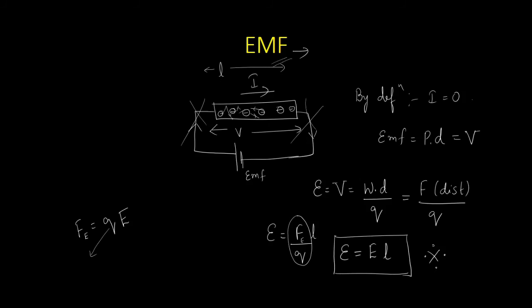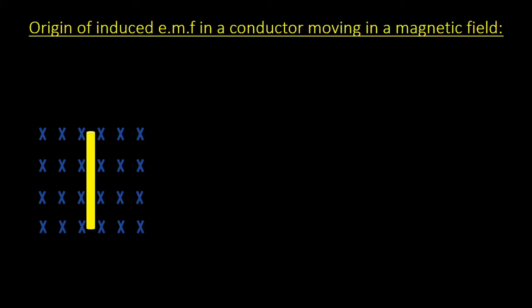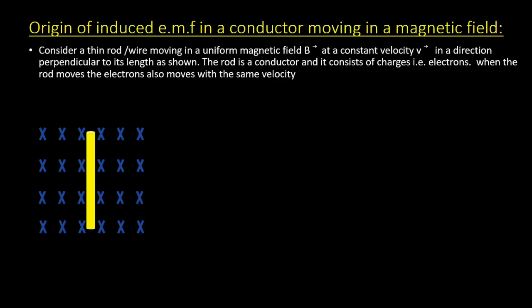Now let us actually derive the formula for EMF in a conductor moving in a magnetic field. As I just said, there is a conductor, it can be a wire or it can be a rod, and it is actually moving in the magnetic field, right? This is the magnetic field B, and the magnetic field is into the screen, and the conductor is moving with a velocity V towards the right, in a direction perpendicular to its length.